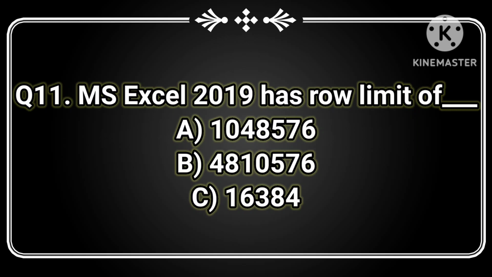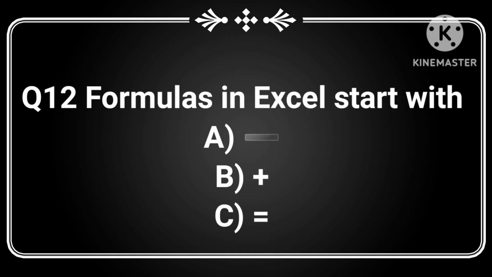A. 1,048,576, B. 4,810,576, C. 16,384. Right answer is option A, 1,048,576. Next question. Formulas in Excel start with? A. minus, B. plus, C. equal to. Right option is C, equal to.